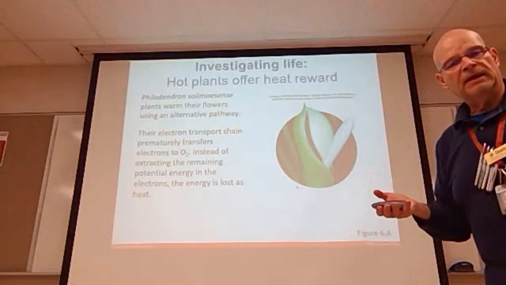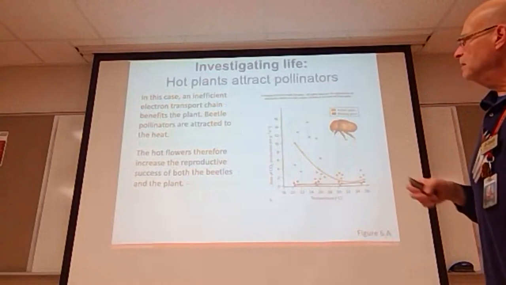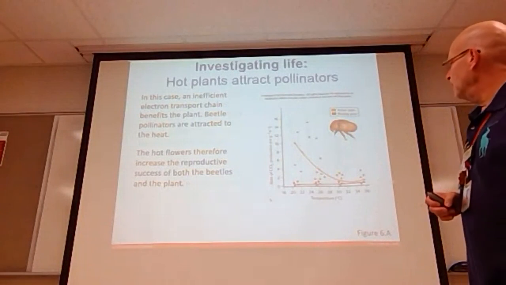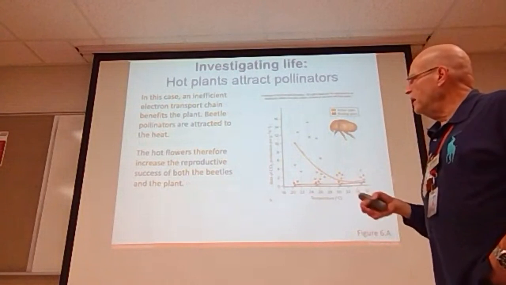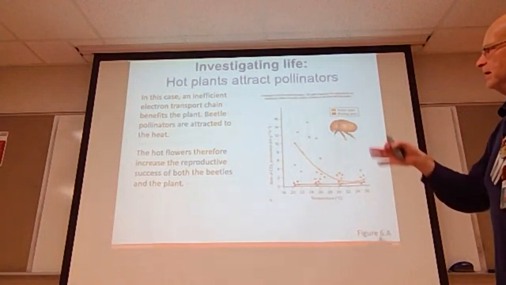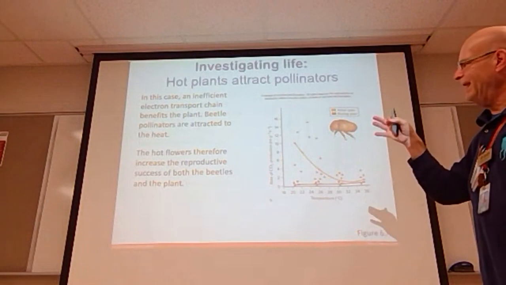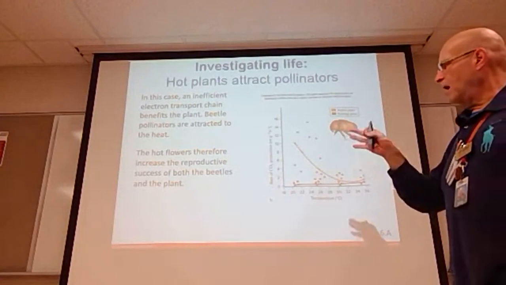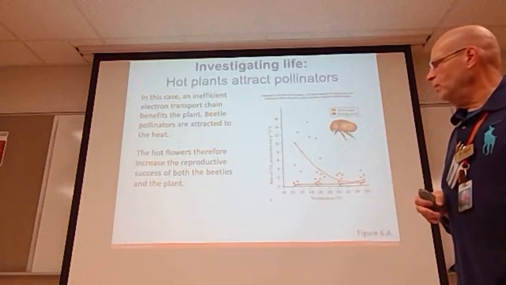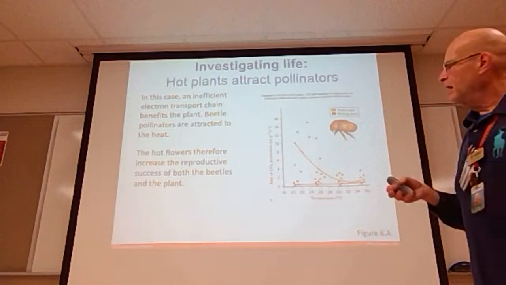And what benefit would that be? Why would they need to be warm? Well, the pollinators that are coming in there can actually detect that heat, and therefore they know that that plant is ready to be pollinated. In this case, an inefficient electron transport chain benefits the plant. Beetle pollinators are attracted to the heat. The hot flowers therefore increase the reproductive success of both the beetles and the plant.